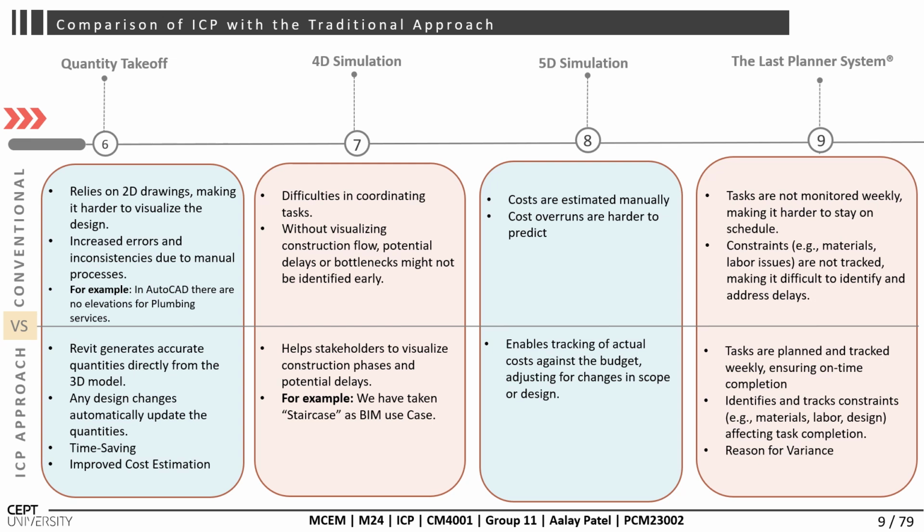In the last planner system, the conventional approach is that tasks are monitored weekly, making it harder to stay on schedule. Constraints are material shortages and unavailability of drawings. In the ICP approach, tasks are planned and tracked weekly, ensuring on-time completion, identifying the constraints and resolving them at a later stage so that the later stage doesn't get any constraint.